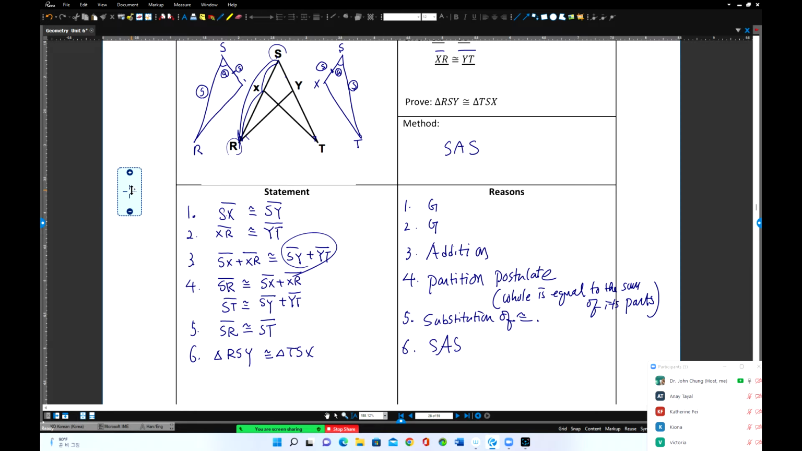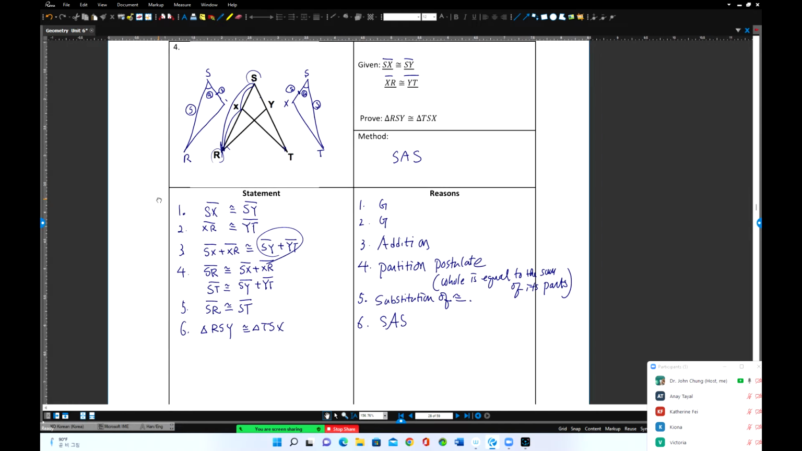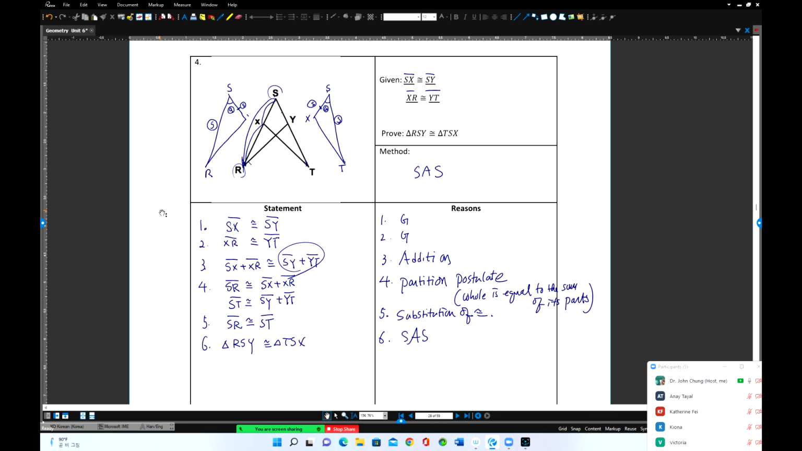I'll give you some minutes, okay? You guys figure out this one. Are you guys okay with this? Just try to memorize if you're still confused. The memorizing gives you some idea.